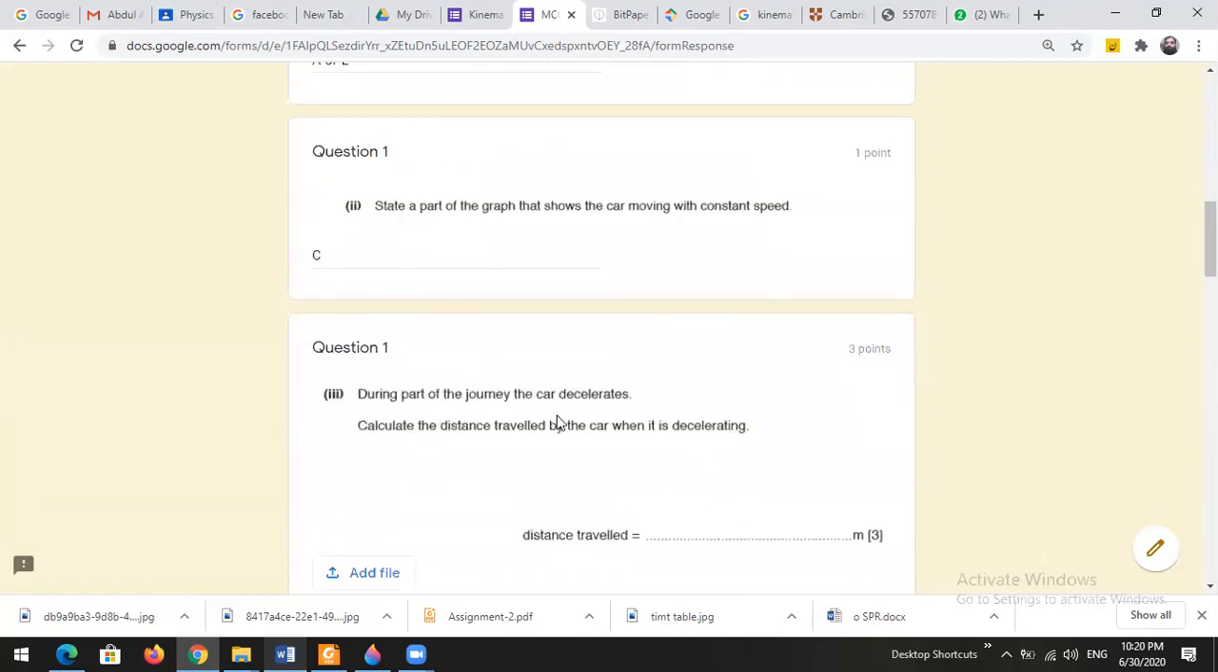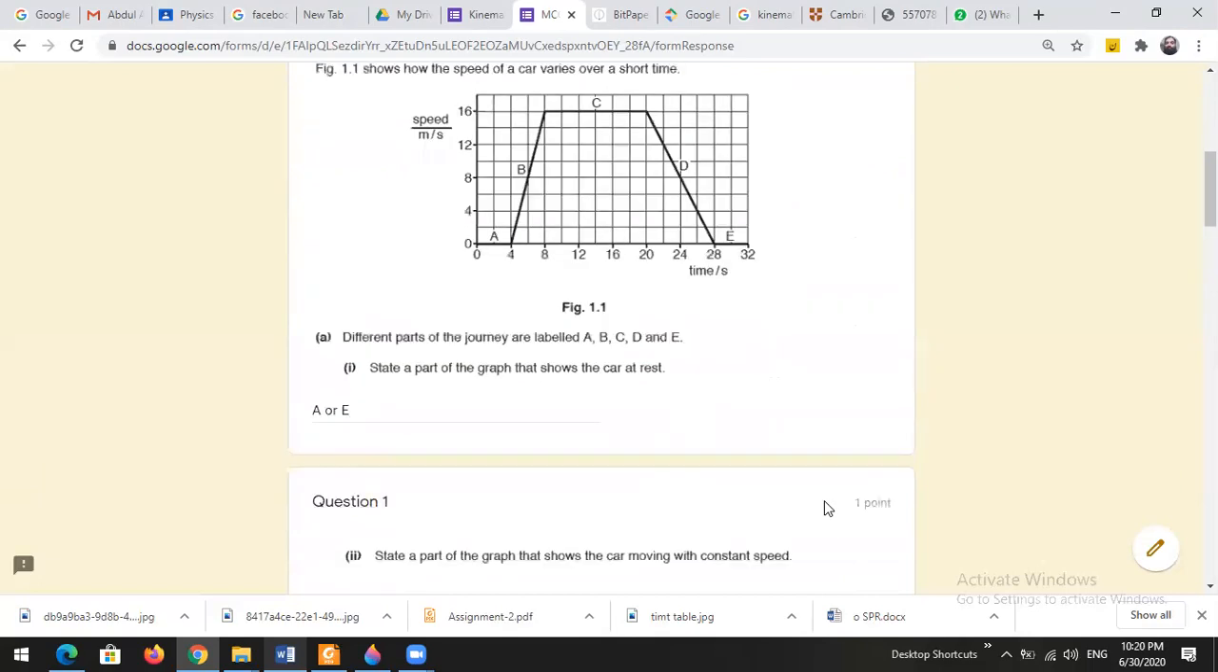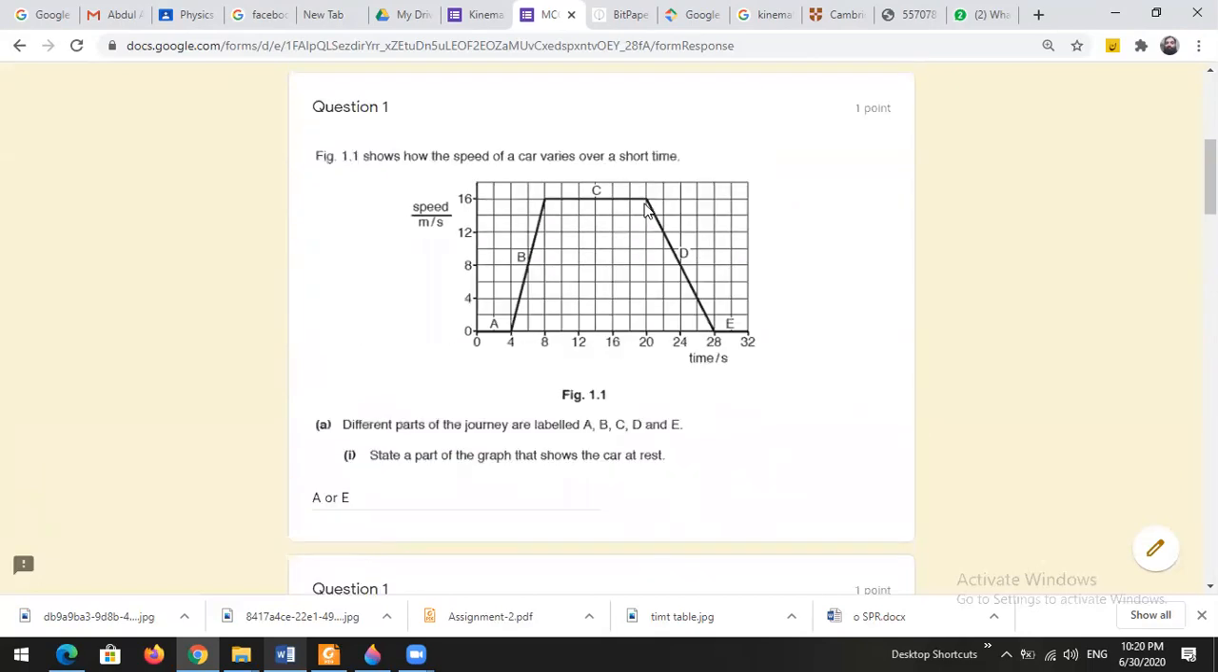During part of the journey, the car decelerates. Decelerates means speed is decreasing. Calculate the distance traveled by the car when it is decelerating. So decelerating is here because in interval D, the car speed is slowing down, or car speed is decreasing. So if we calculate this, this is actually a distance.